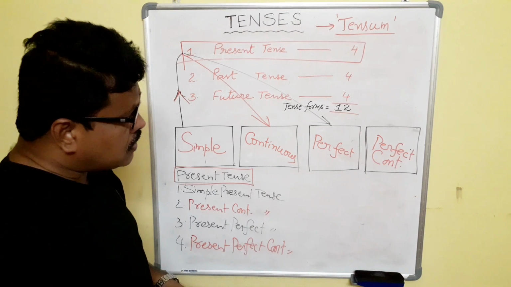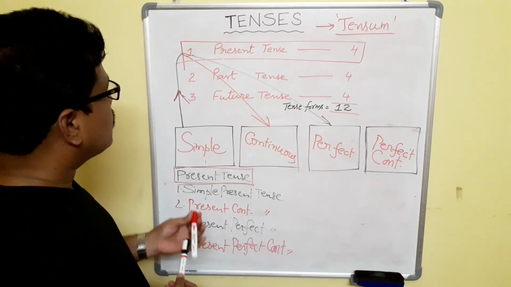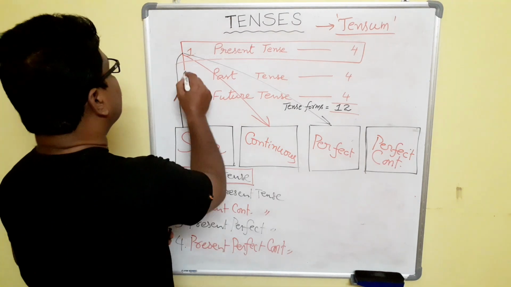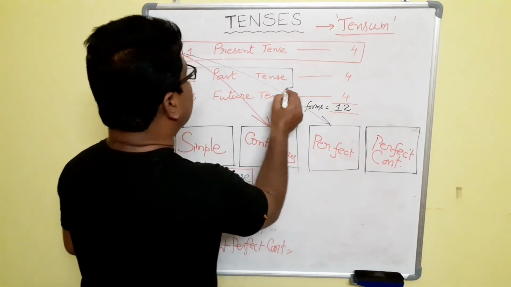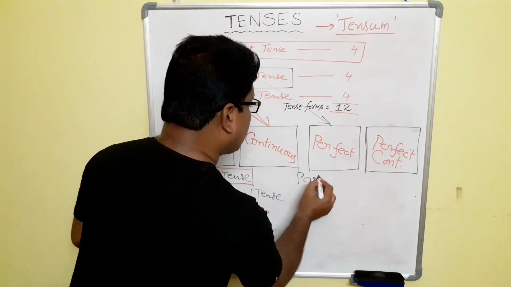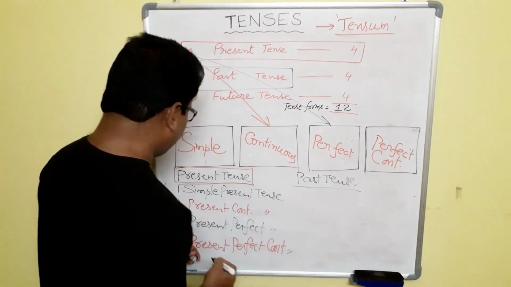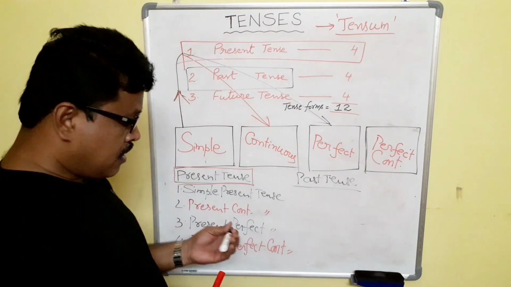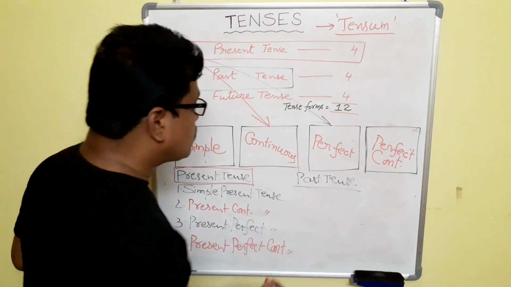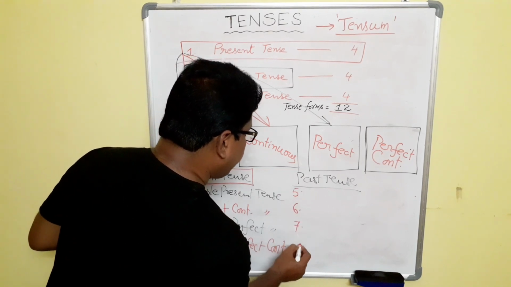Same formula you just apply to past tense also. Now you select the second one, past tense. So, 4 forms of past tense. Similarly, you try 4 forms of past tense. Numbers, you continue the numbers 5, 6, 7, 8.